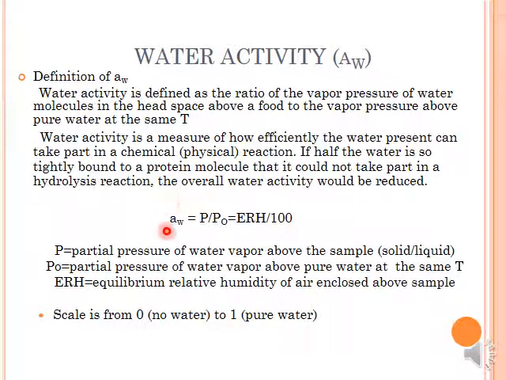So the formula to calculate water activity therefore is the partial pressure of water vapor above food, divided by the partial pressure of water above pure water at the same temperature. Or we can use relative humidity divided by 100. And the scale for water activity is from 0 to 1. So 1 is the water activity of pure water, 0 means no water at all is present.